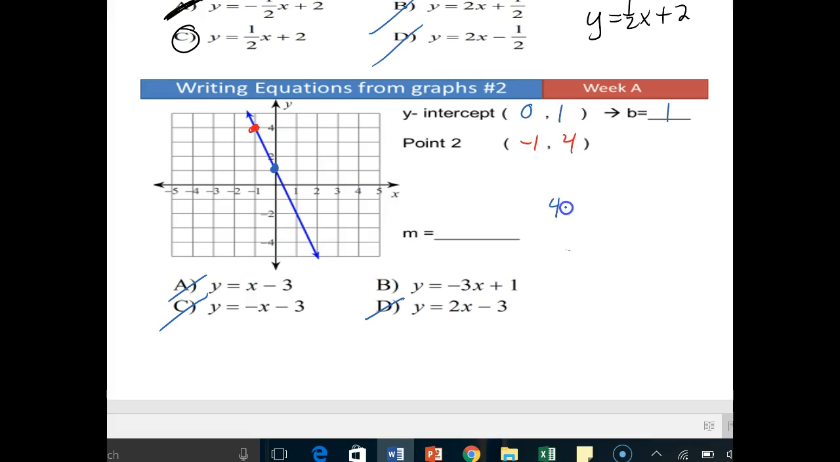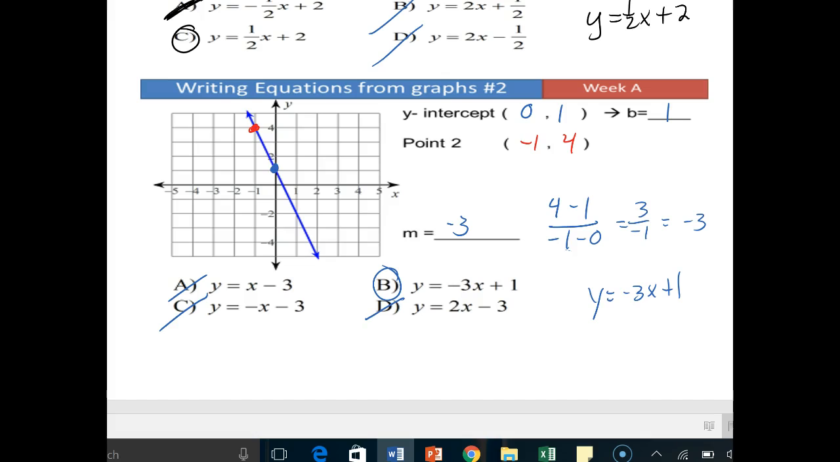Let's find the slope. So we'll say 4 minus 1, I'm doing bottom to top this time, over -1 minus 0 equals 3 over -1, or a slope of -3. So your m in this case is -3. So we need to find something that says y equals -3x, there's your mx, plus 1, that's your b. B, obviously the only one that was left.